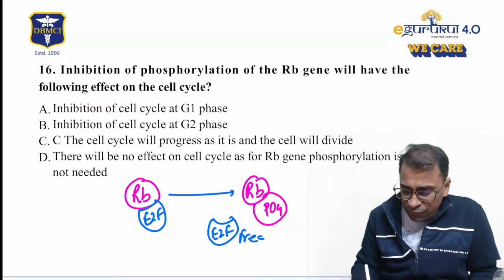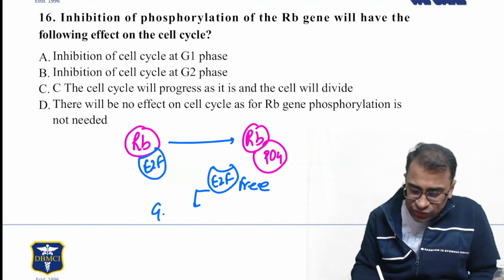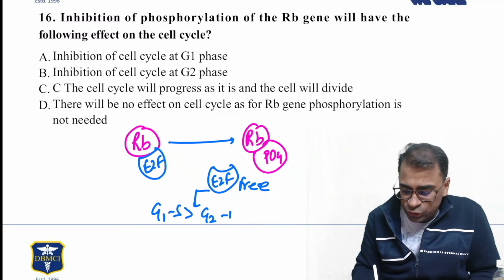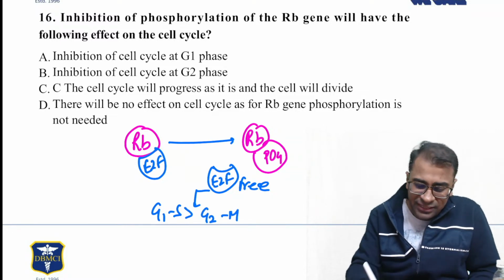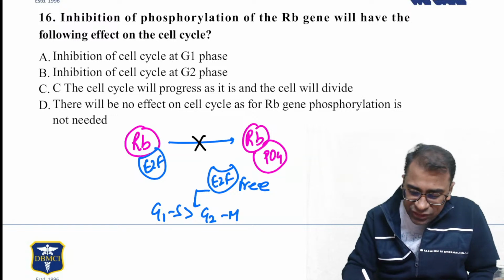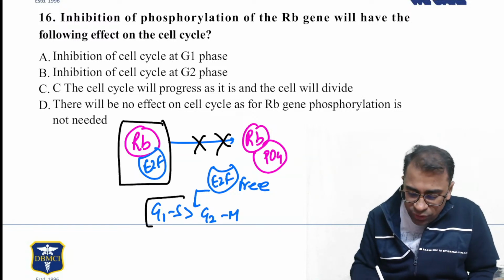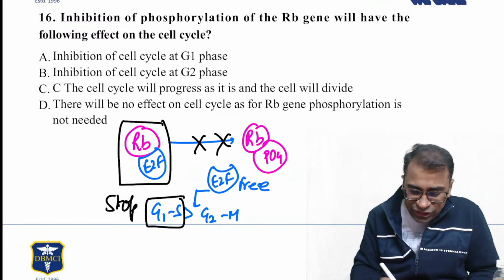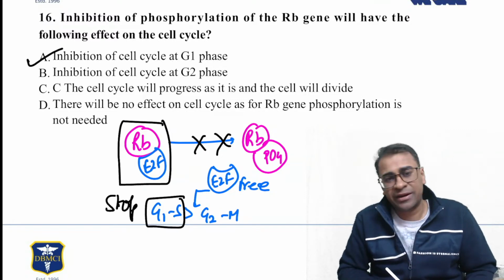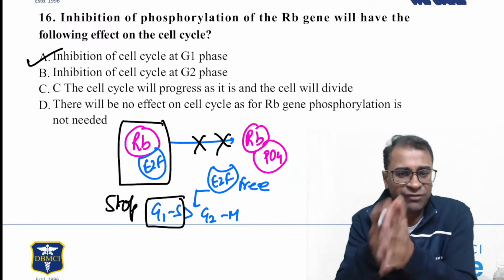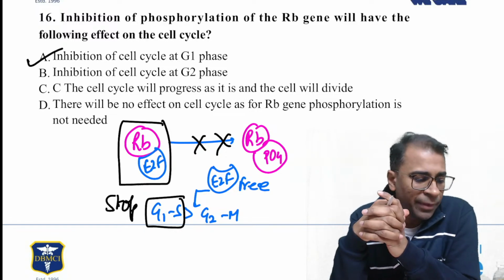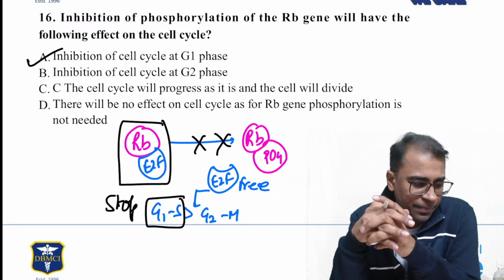Once the E2F becomes free, it will cause G1S more than G2M activation. So what is this telling you? If this is not happening, then the RB remains attached here, and so this would stop. The cell cycle will stop at G1S more than the G2M. So the better answer is A: inhibition of the cell cycle at G1S and a better answer than G2M. Okay.